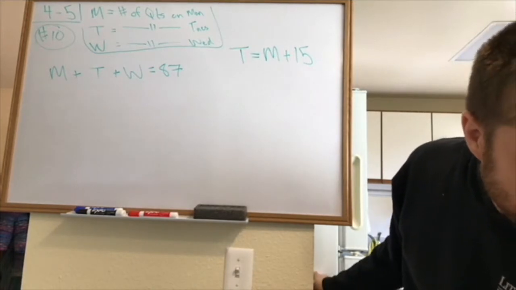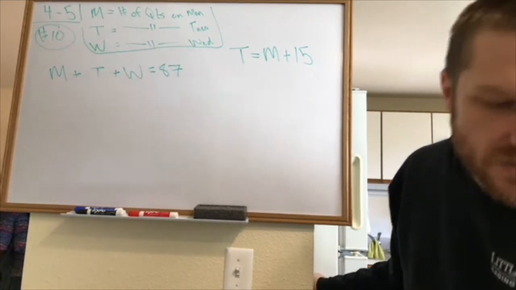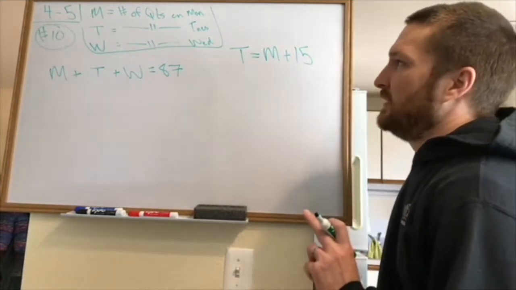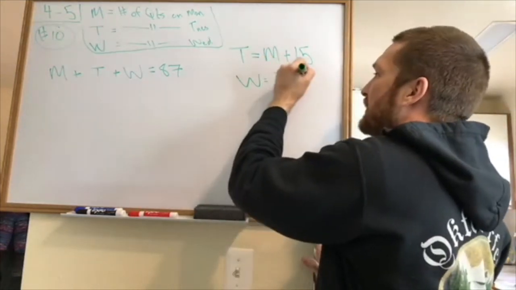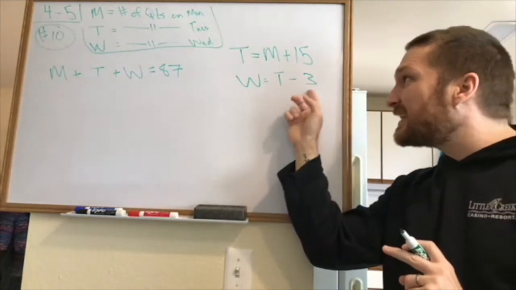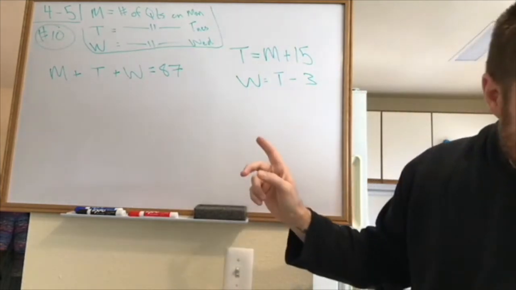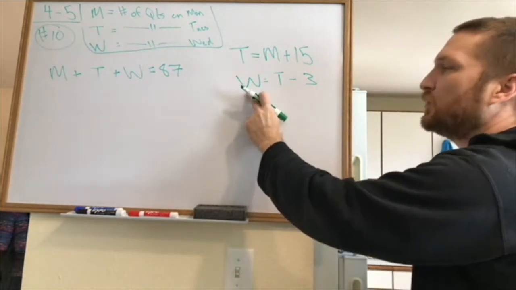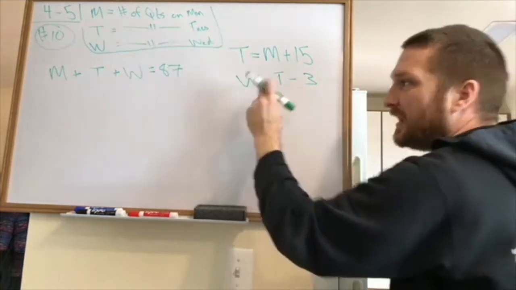And so it says on Wednesday, he picked 3 quarts fewer than on Tuesday. So what's that? W equals T minus 3. I think so, because on Tuesday he picked more. 3 less than what he did on Tuesday was what he got on Wednesday. And yeah, on Wednesday he picked 3 quarts fewer than on Tuesday. So if we knew how much he picked on Tuesday, we would take 3 off of that total amount and we would have the number that he did on Wednesday.